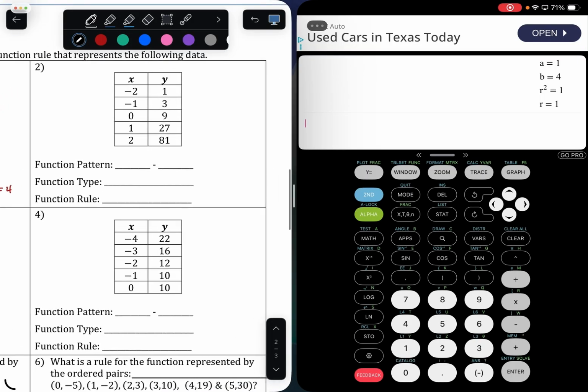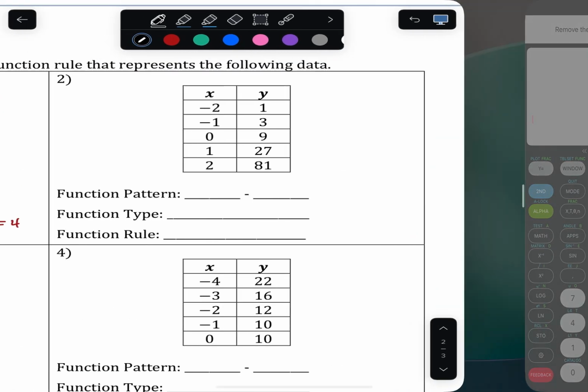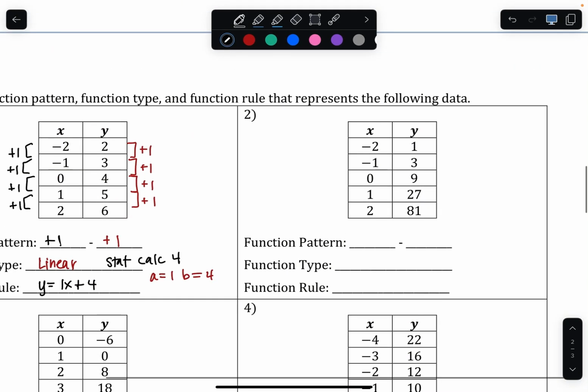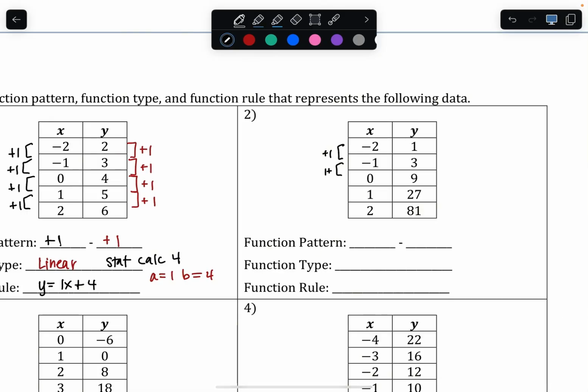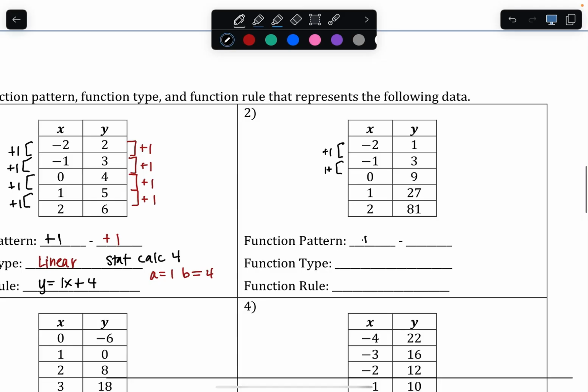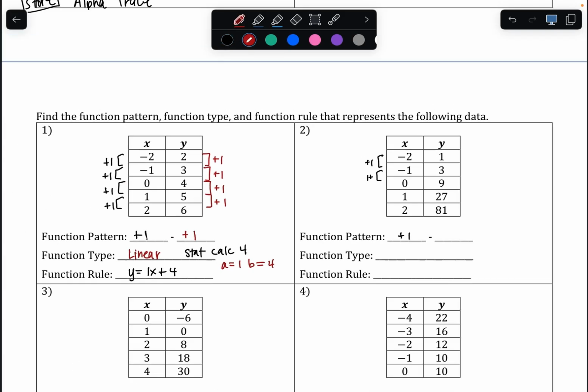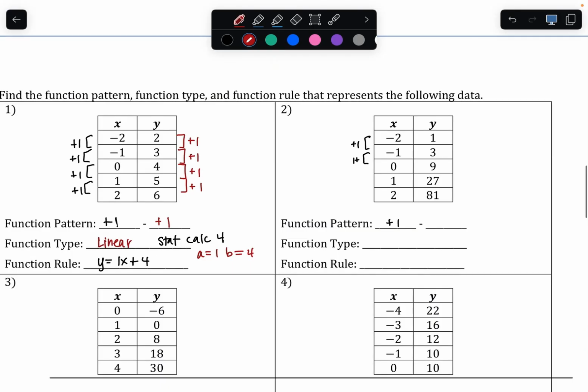Okay, so looking at number 2, let's first identify the pattern. My x's are going up by 1s, so it makes sense to look at the y's. My y's are multiplying by 3.